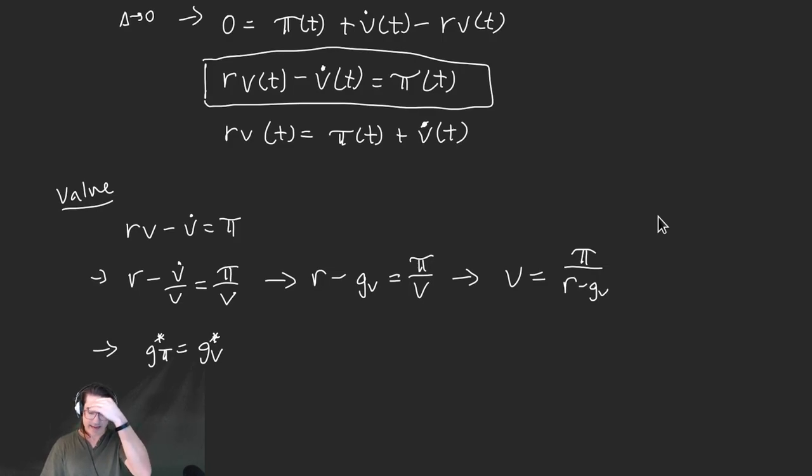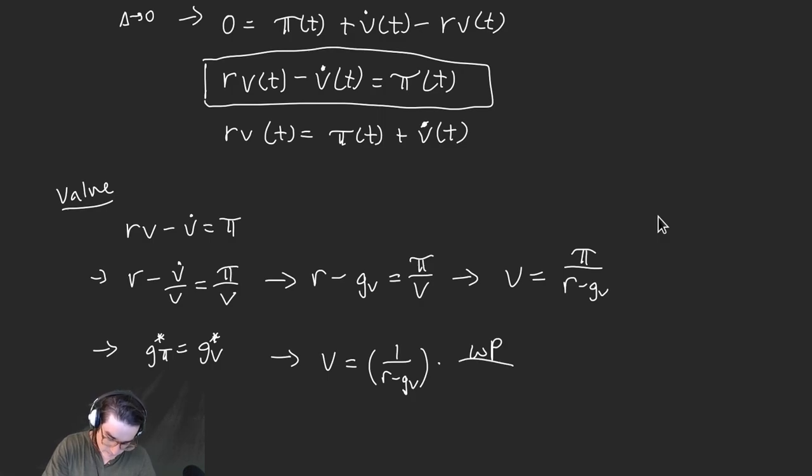Okay, so we've converted pi into v. If we want to plug in, now we have v is 1 over r minus gv, times pi, which we know is what? WP over epsilon minus 1 times n. So that's our expression for v.